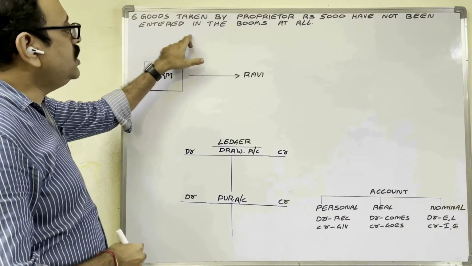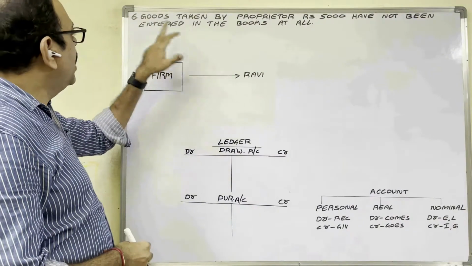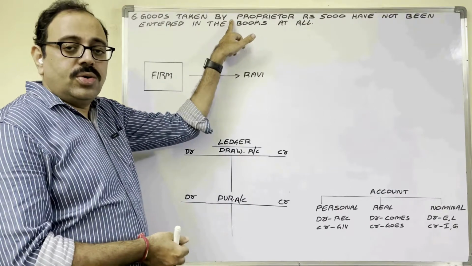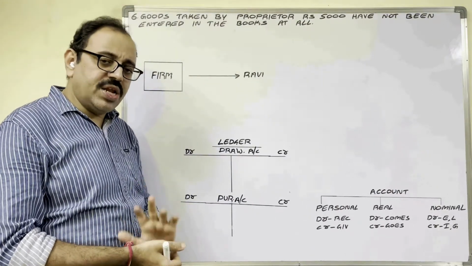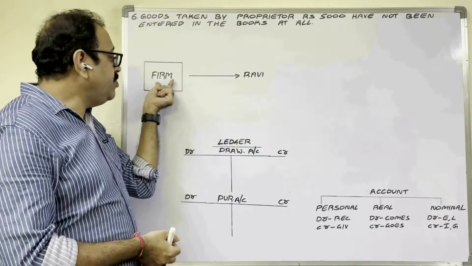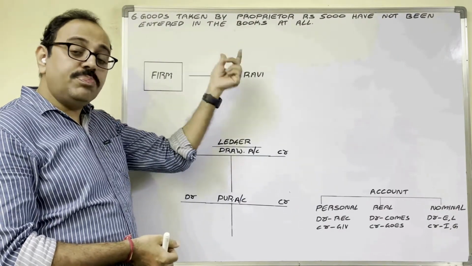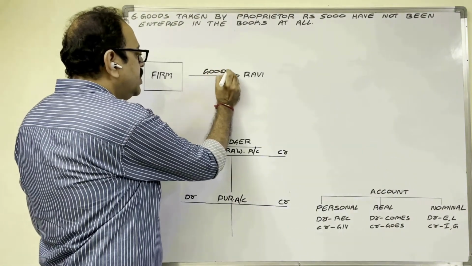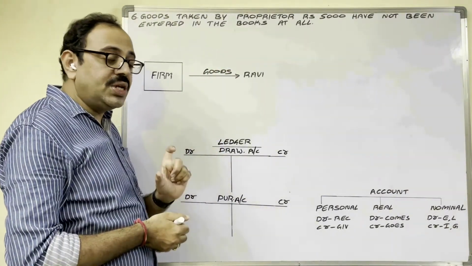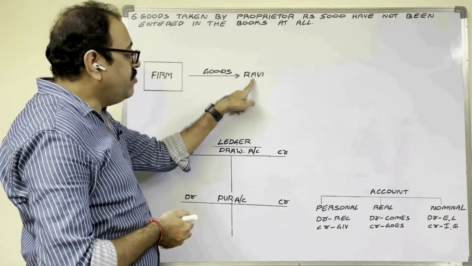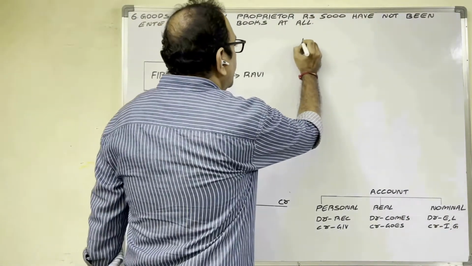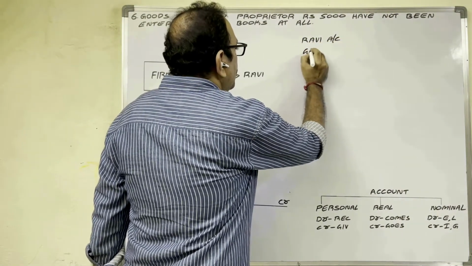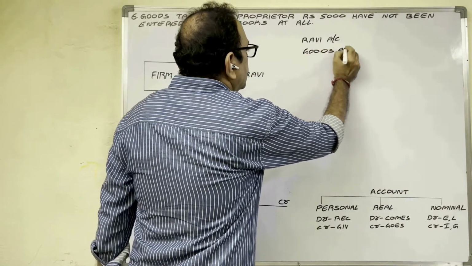Sixth point: goods taken by proprietor, 5,000 rupees, have not been entered in the books at all. The proprietor's name is not given in the question. Our assumption is Ravi. From the firm, the owner withdrew goods for personal use. From the firm, goods are going. This is a transaction. First, we will see the actual entry for this transaction. Ravi is taking goods, so Ravi account is one account. From the firm, goods are going, therefore goods account is another account.